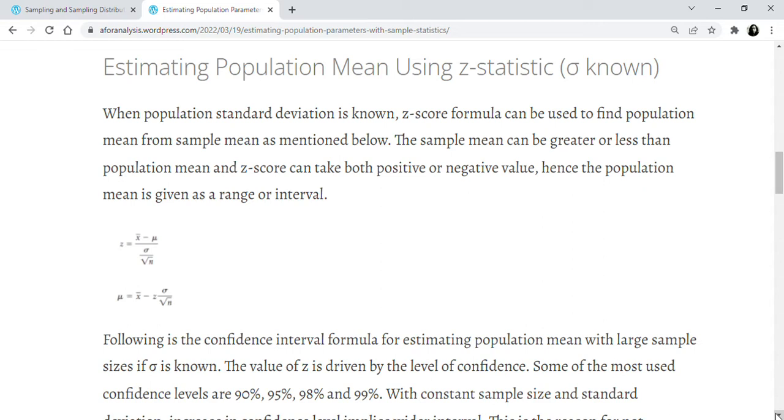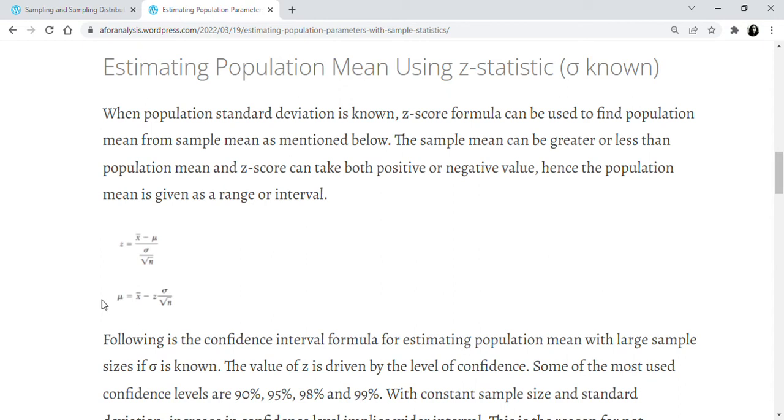The first one is population mean, and there are two use cases. Number one is when the population standard deviation is known. In that case, we can use this formula. From the central limit theorem, we have this z-score formula, and if we rearrange this algebraically, we find that mu, the population mean, is equal to x bar minus z into sigma by root over n. If we have all these values, we will be able to find the population mean. Now this is for a point estimate.